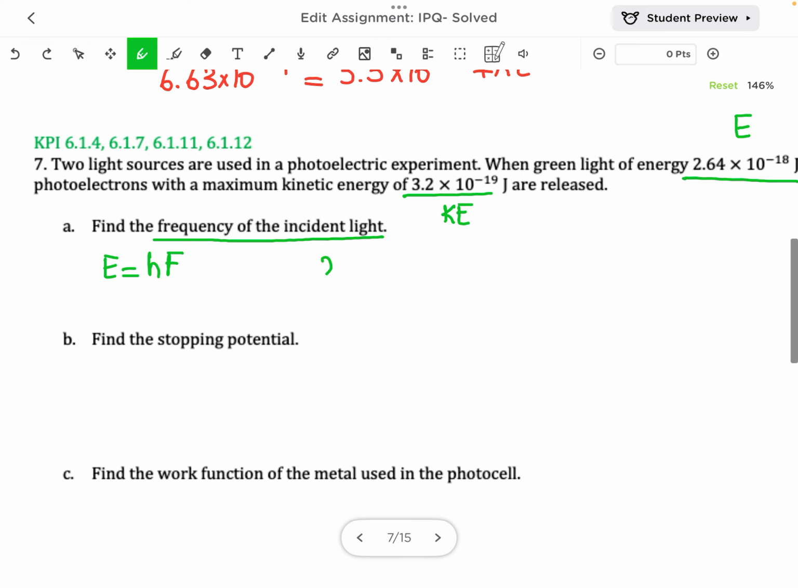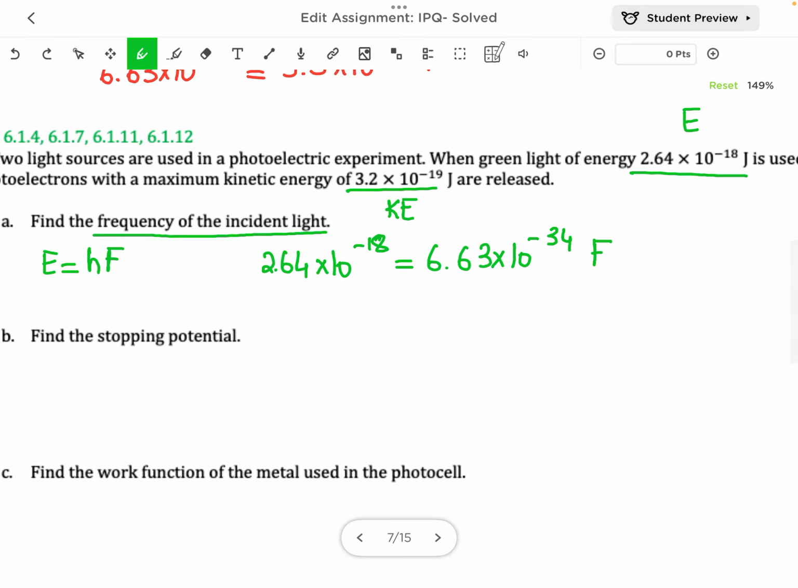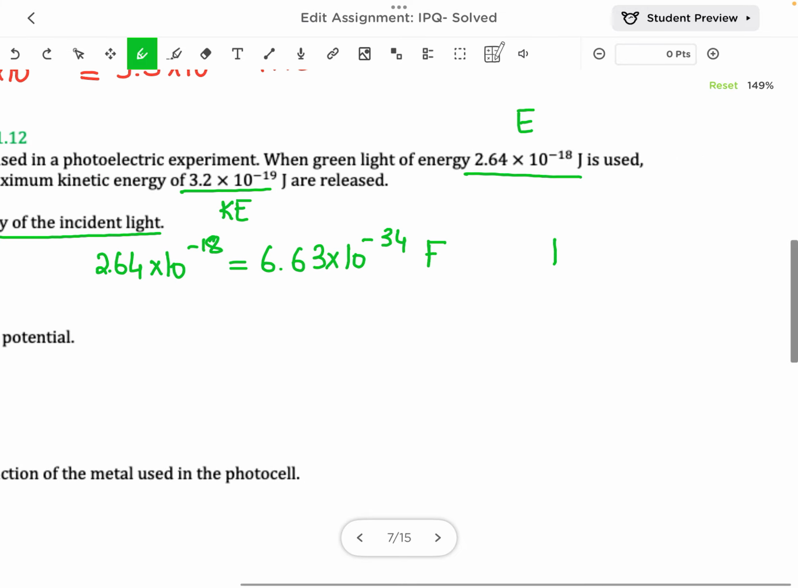So the energy is 2.64 × 10^-18. h is 6.63 × 10^-34. F in hertz: F equals 4 × 10^15 hertz.